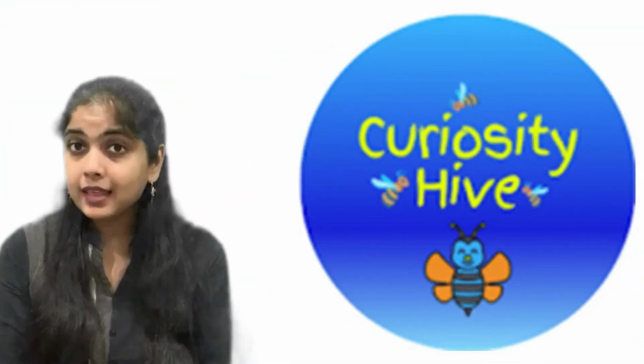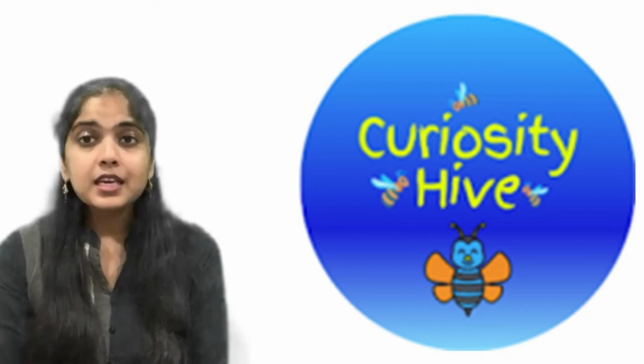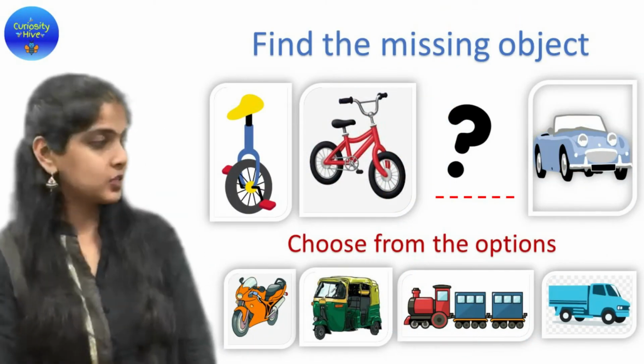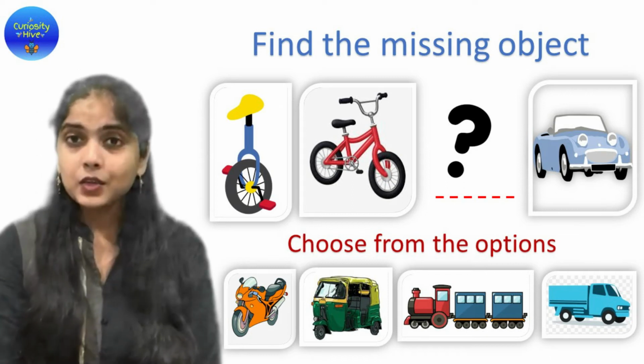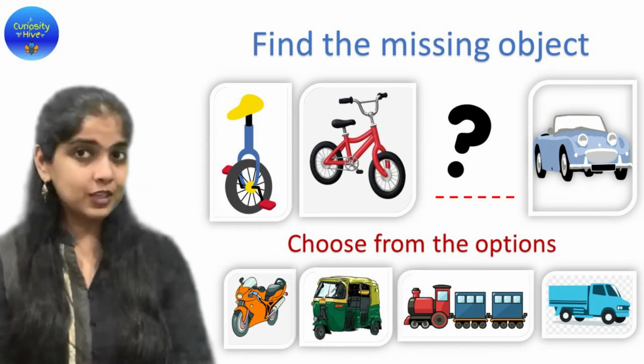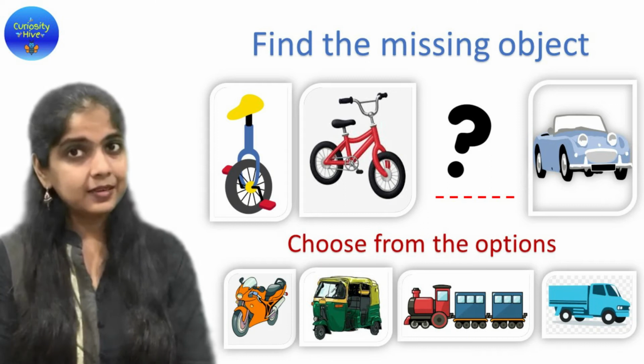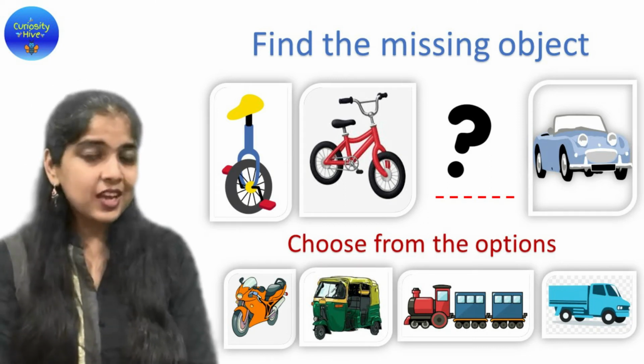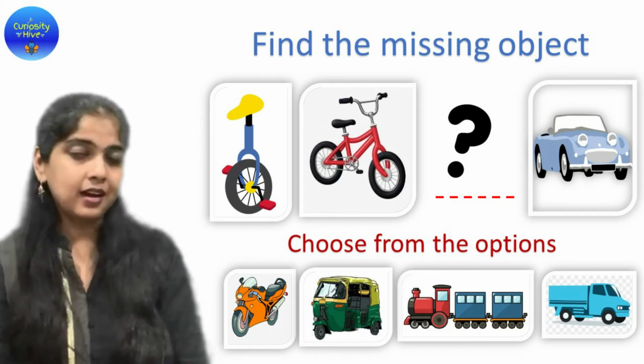Now another thing that is covered in patterns is a missing object such as this. Let's look at this example. Here you have 4 vehicles. The first one is a single-wheeler cycle. Then you have a bicycle. Then there is a dash. And the fourth object is a car.